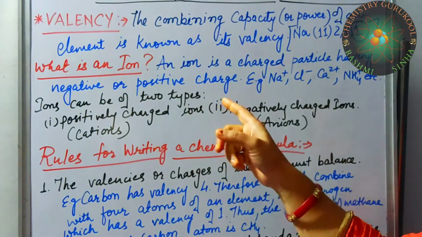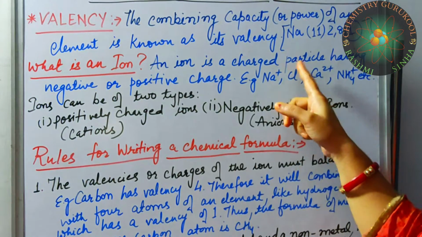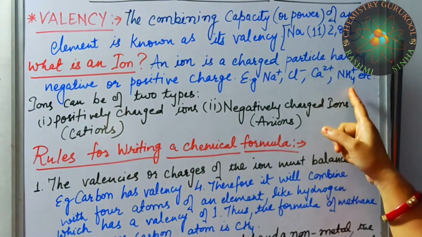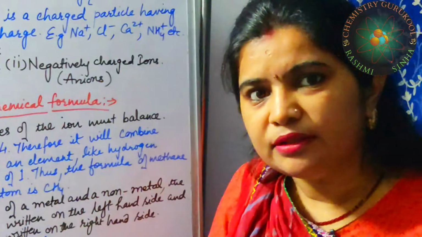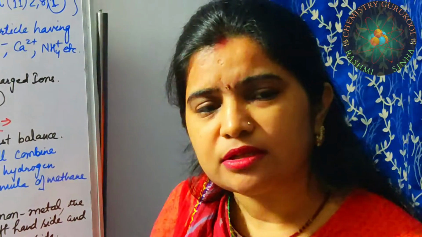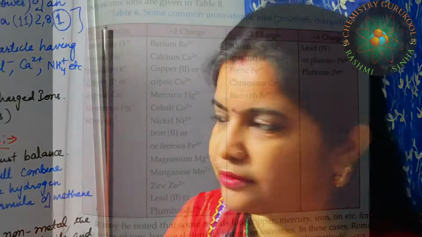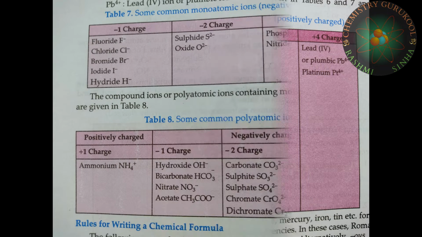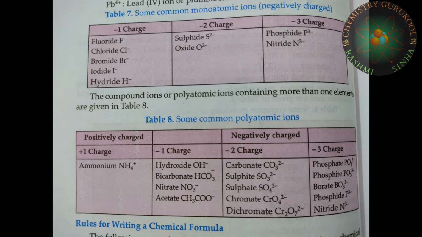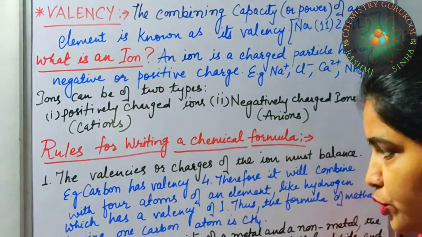Suppose, some of the examples I have written here: Na+, Cl-. This is an anion, this is a cation. Now in your book some polyatomic ions are also given along with monoatomic and diatomic ions. All these examples I will send you in the video clip, you could see there. Okay, now coming to the main part, the rules.